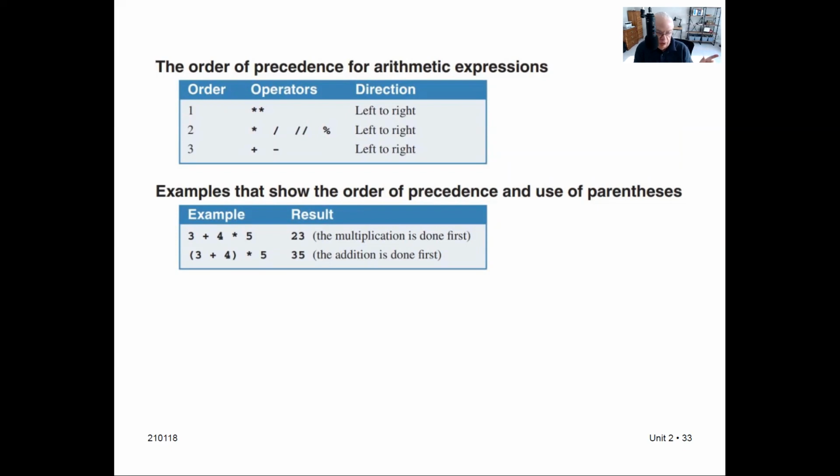So we could do it a little bit cleaner by using parentheses and say, okay, first thing I want you to do is 3 plus 4 is 7. Then I want you to multiply. And remember, multiplication has a higher precedence than addition does. So 3 plus 4 is 7, times 5 is 35.